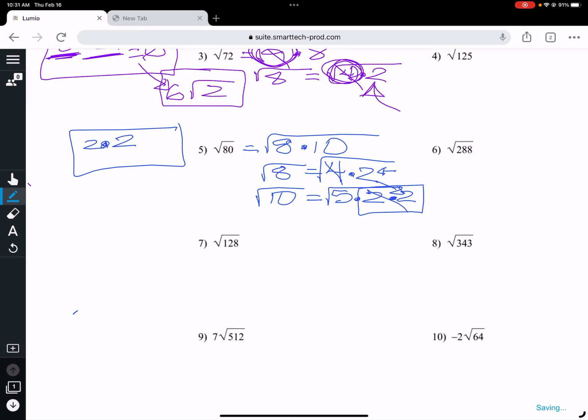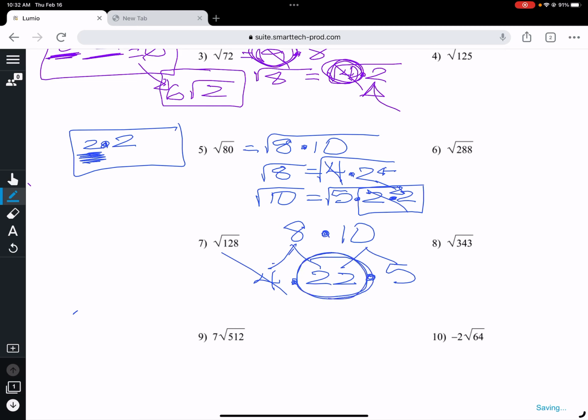So let me show you one other way. If we had 8 times 10, knowing everything's under the radical, we're just going to keep that in our mind. We break 8 down into 4 times 2. And we break 10 down into 2 times 5. You see how that 4 is removed as a 2. We can take these 2 factors and make them into a 4, which gets removed as the other 2. And we're left with what number? 5.